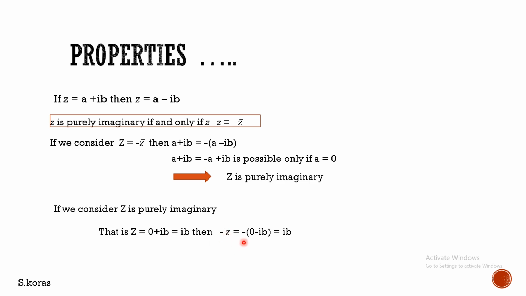So what will be its minus z bar? That is minus of 0 minus ib, its conjugate. So minus into minus plus plus ib. Right, now z value is also ib, minus z bar value is also equal to ib. So if you consider z as a purely imaginary one, then surely z will be equal to minus z bar. So we have proved that also.